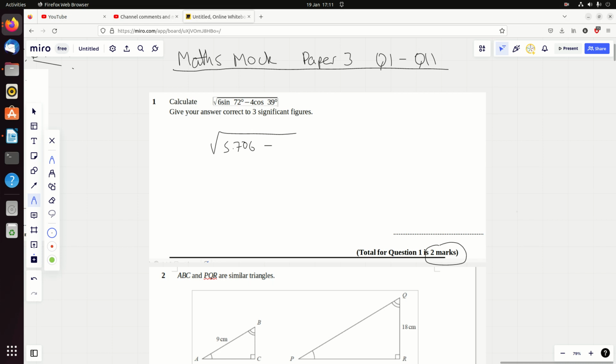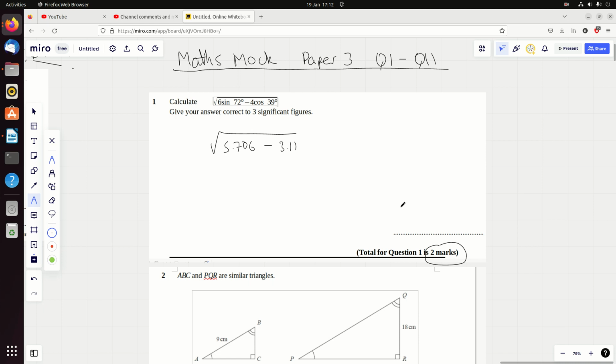4 cos 39. Sorry, I'm using an online calculator, which is a bit cumbersome. I should probably look at the mark scheme. That's like 3.11. And then we're going to square root that. It is, of course, easy to do this. It really is. It's not a difficult question by any stretch of the imagination.